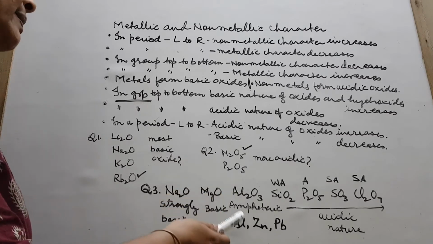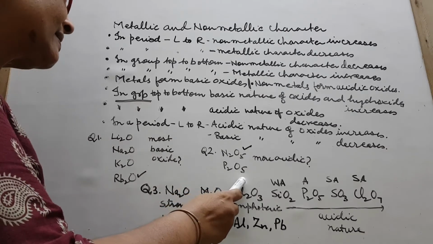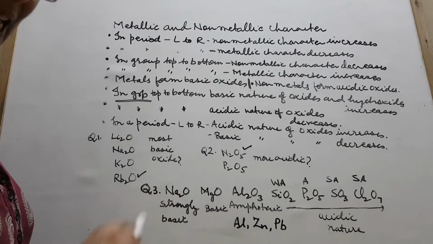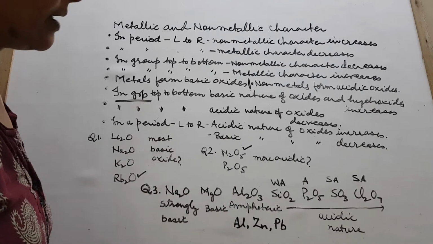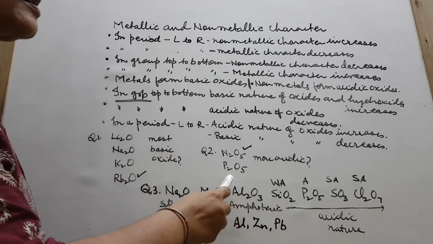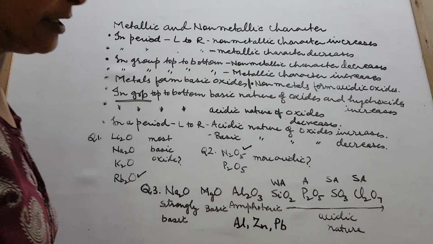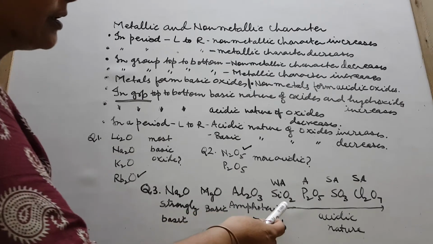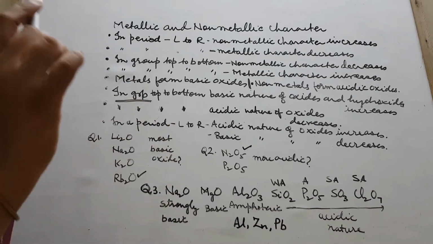It shows some properties of acidic oxides and some properties of basic oxides, or you say to some extent it can behave like metallic oxides, and to some extent it can behave like non-metallic oxides. Somewhere behaves as basic oxides, somewhere behaves as acidic oxide. Now come to these: silicon, phosphorus, sulfur, chlorine. We know they all are purely non-metals.